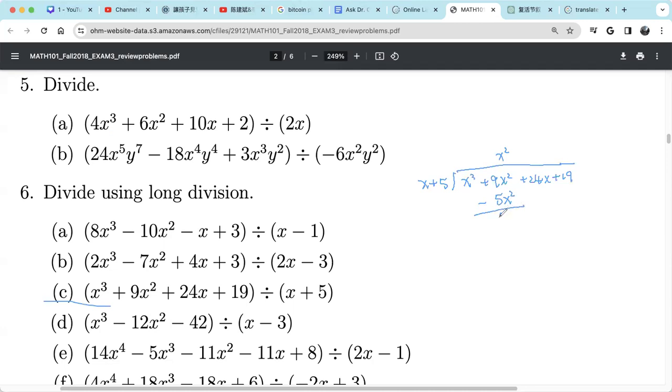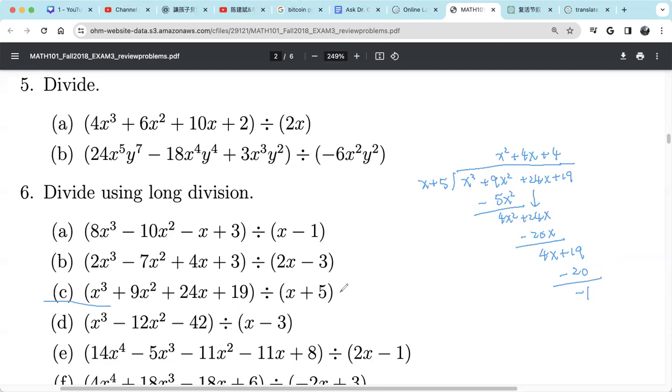Subtract, get 4x squared. The next one is 24x. 4x squared divided by x, 4x. 4x times 5, 20x. Subtract 4x. Pull next one down, 19. 4x divided by x, 4. 4 times 5, 20. Minus 19 minus 20, negative 1. So this one we have a remainder.